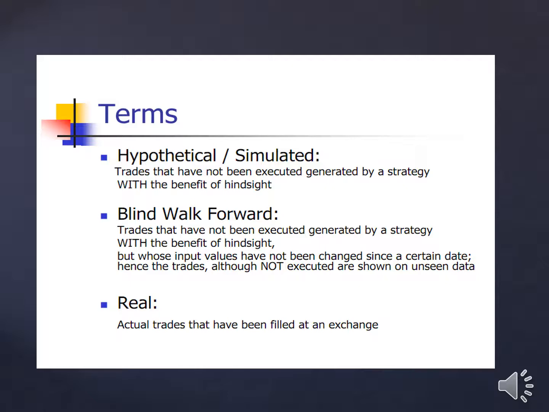The next step I like to do is a blind walk forward, where I watch the simulated reports without changing the inputs and see how it walks forward on unseen data. Now, it'll give you a good idea how the math works. It won't tell you what slippage and real-time problems will happen, but it's a pretty good report. Of course, the best report is always a real track record. Actual trades have been filled in an exchange. Whenever I show you any of these three, I'll tell you which kind of report it is so you don't get that confused.